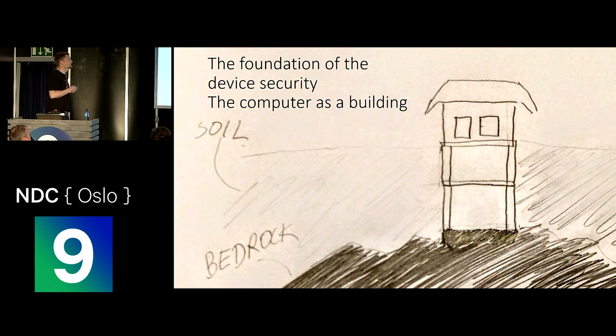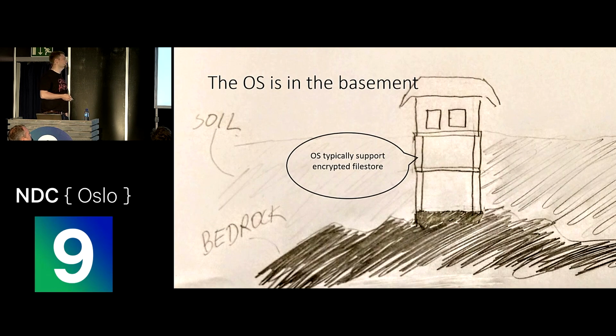An application on a device, let's say a phone, needs to communicate securely. It's going to need some sort of verification, it's going to need some sort of encryption, it's going to need some sort of identification. Well, as you probably guessed by now, we're talking about a software/hardware stack. So the OS is in the basement, and it typically supports some encrypted file store, where the app can store its credentials, certificates, keys, passwords, and it's going to ask the OS to do that.